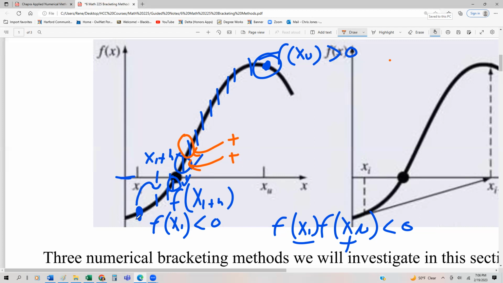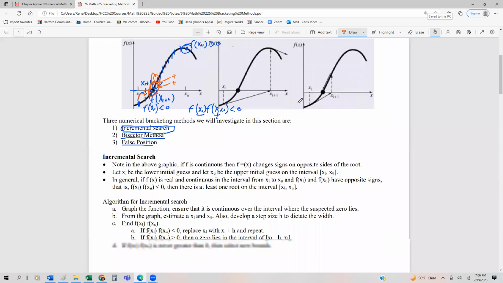And if it's still less than 0, then we just move up. And if it's less than 0, we move up, and if it's less than 0, we move up, until finally we get something greater than 0. If that's the case, then the solution must lie somewhere on this interval. Okay, so that's what the incremental search method is.